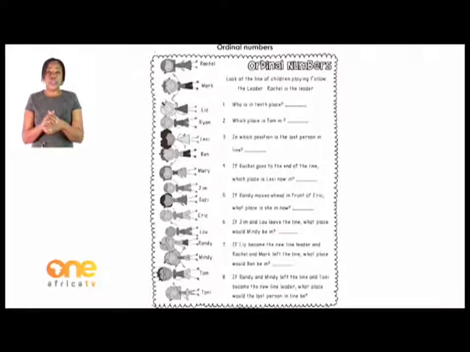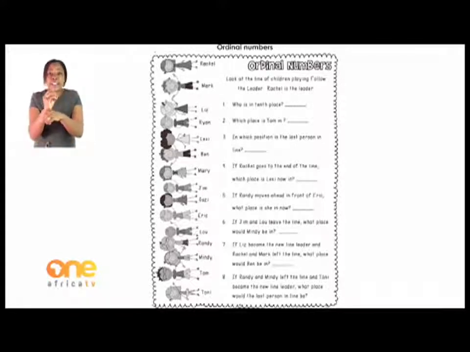It says, look at the line of children playing follow the leader. Rachel is the leader. Do you see Rachel? Rachel is the first child. Now, we are starting with Rachel, meaning Rachel is the first child in this order, number 1. Who is in the 10th place? Therefore, you just have to check and count who comes number 10. So let's count and see who comes number 10.